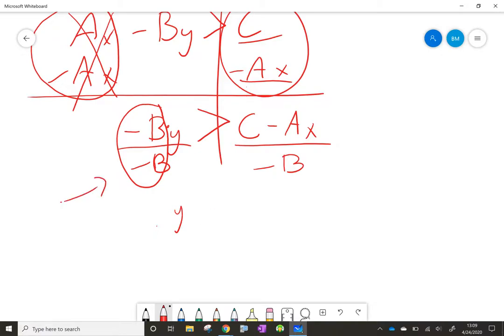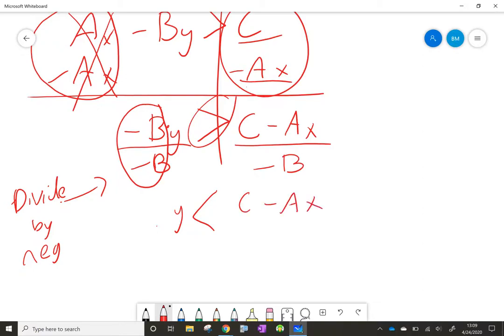Since we're dividing by a negative, this is kind of a trick. This is something that's going to cause you mistakes. Since you're dividing by a negative, you do have to flip your inequality sign backwards. We've talked about that before. So we do have the sign since we divide by a negative, but still we would be left with c minus ax divided by negative b as our result.